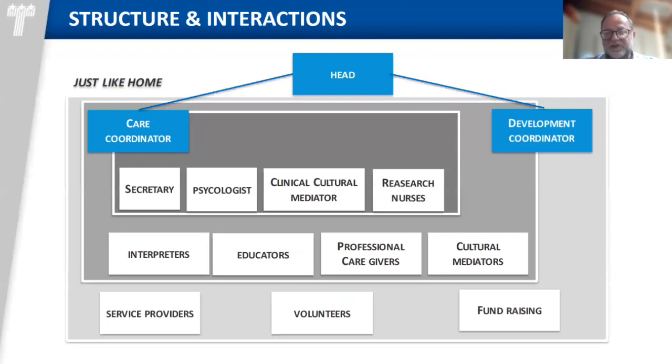This is roughly the structure of Just Like Home with, as I said, a care coordinator, which is the main figure coordinating everything, with a secretariat, psychologist, cultural mediator, and a research nurse. And then there are other figures that are involved in the support, like interpreters, educators, professional caregivers, and cultural mediators. And then we can also have fundraising volunteers and service providers that would help us on a case-by-case basis.